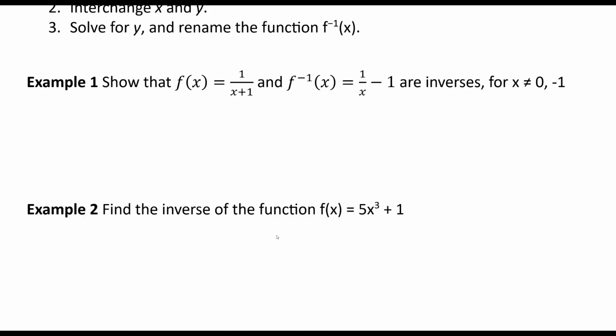So, for example, 1 here says show that f of x equals 1 over x plus 1 and f inverse of x, which is 1 over x minus 1, are inverses of each other for x not equal to 0 or negative 1, because those are values that would make either of them undefined. So here we go.